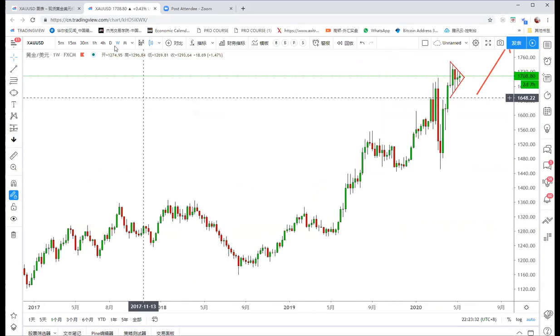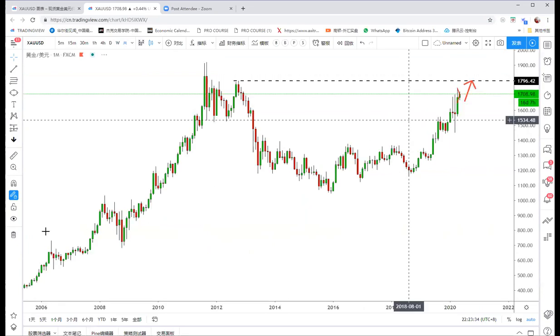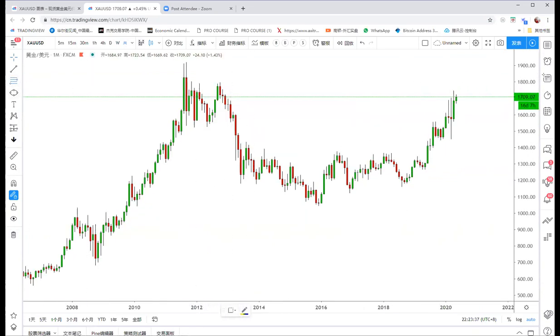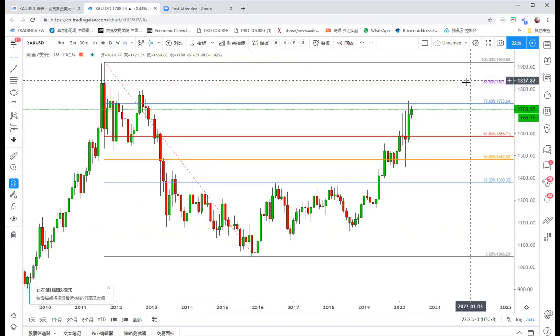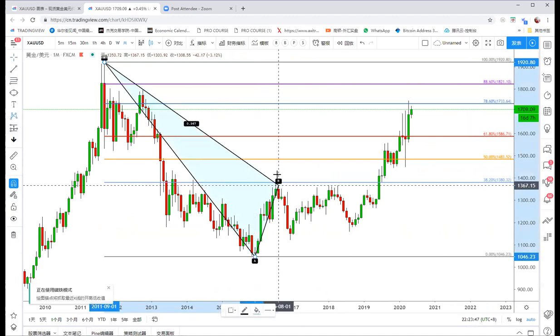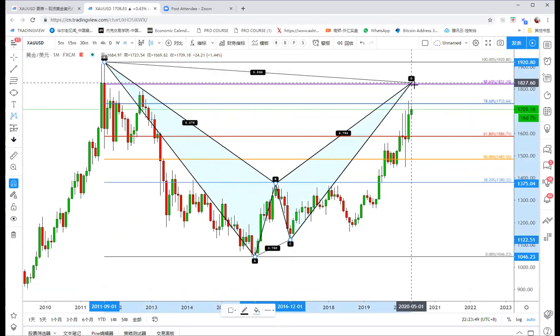Of course some students say this is a bad pattern, right? But just be careful, okay? The bad patterns still have very much way to go. It may go to 1,821. This is a bad pattern, right?